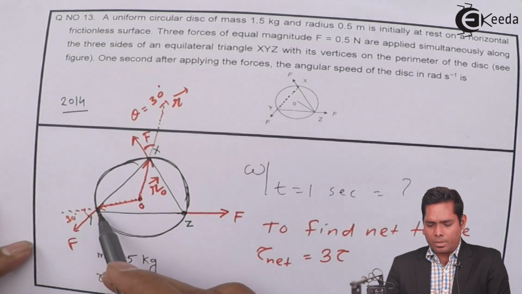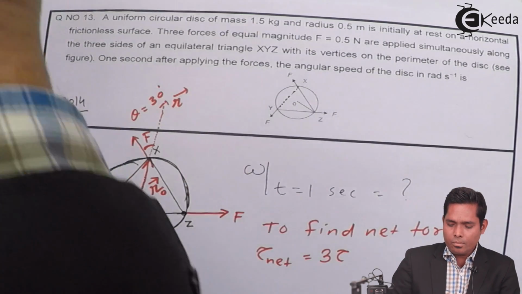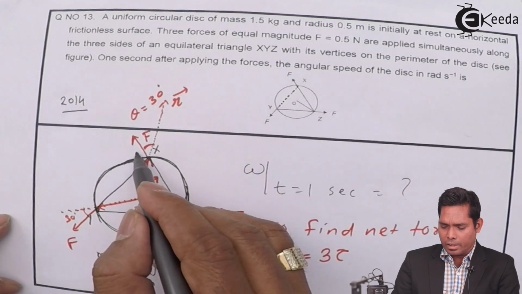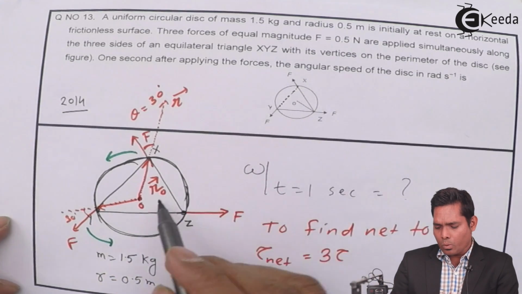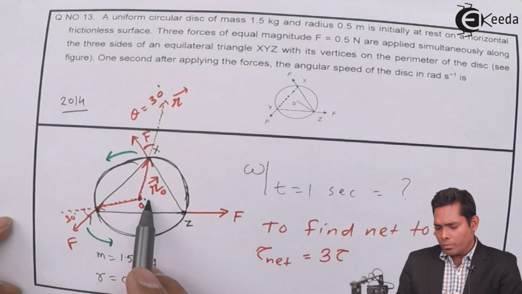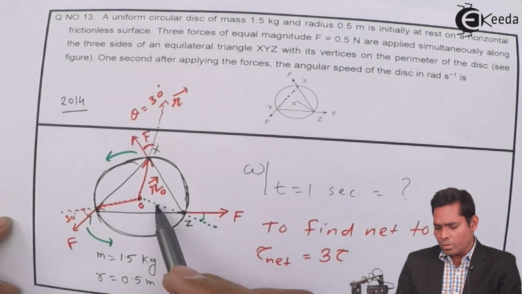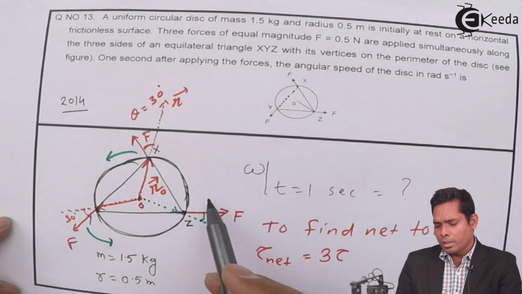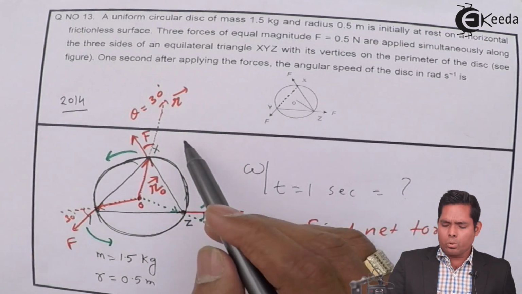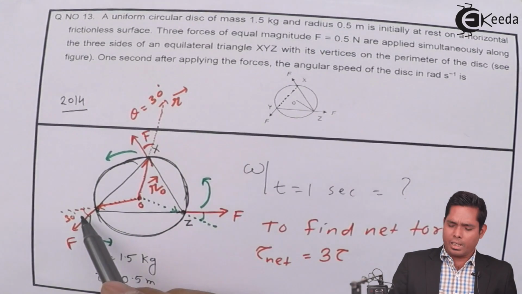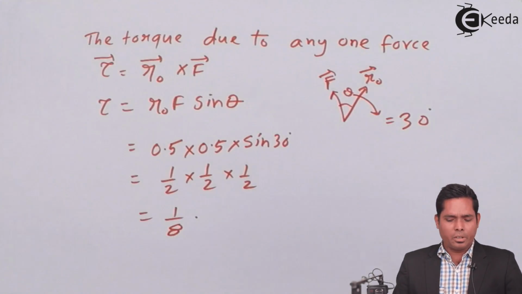Again it is r cross f, a similar situation, and this force will rotate the disc in this sense. This force also rotates the disc in this sense. This force also, if I see here, this is r and this is theta. This is also r, and this will rotate the disc in this sense also. Whatever is the torque due to the first force, the same is for the second and third. That's why we have written net torque is 3 times the individual torque.